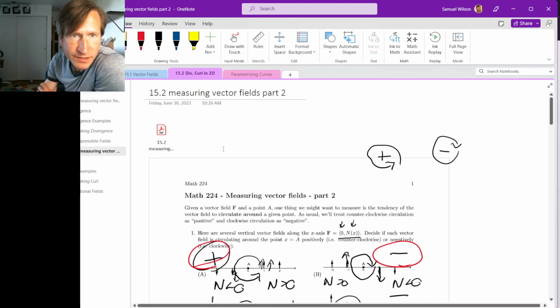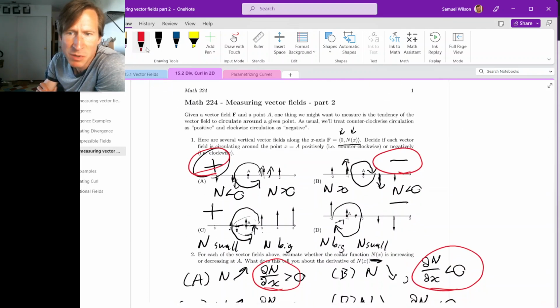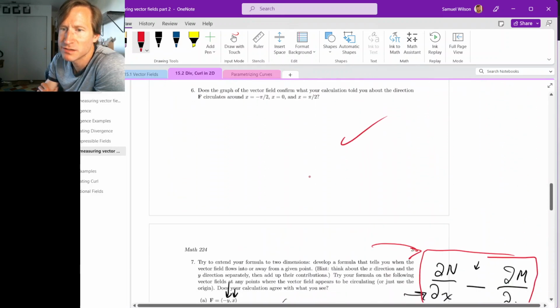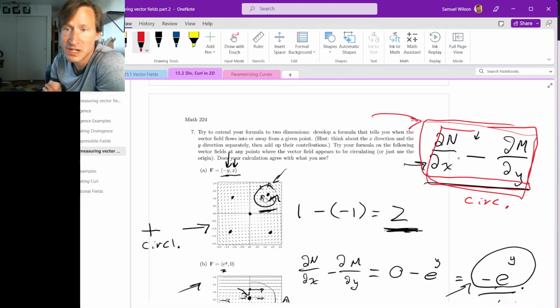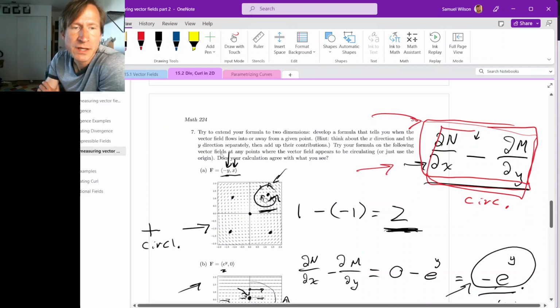So on this last handout that we worked on, we came up with an expression that we think is measuring the direction of circulation of a vector field around any given point. If you plug in the point you're interested in, the sign of this will tell you which direction the vector field is circulating around that point, or whether it's circulating at all. Right? You might get 0. And also, if we've done things right, the larger this number is, the more circulation there should be.